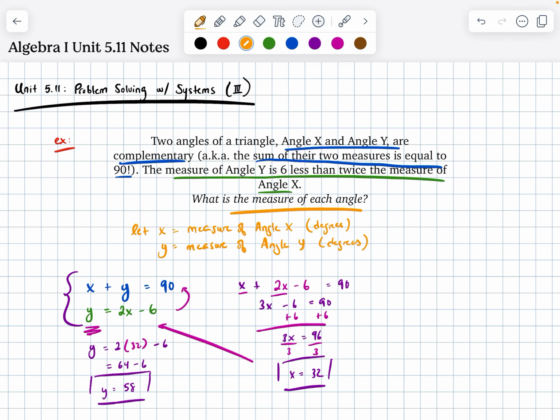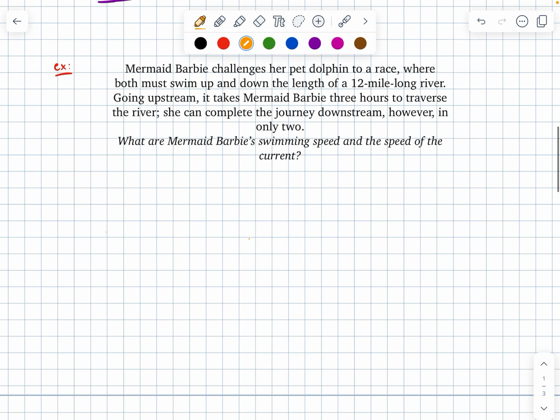And if I'm being really good, that tells me in a complete sentence, I could say something like x, or angle x, has a measure of 32 degrees, and y, or angle y, has a measure of 58 degrees. Very nice. Let's go swimming.